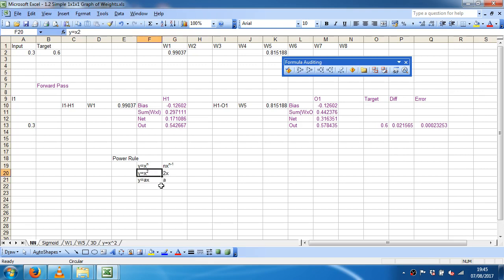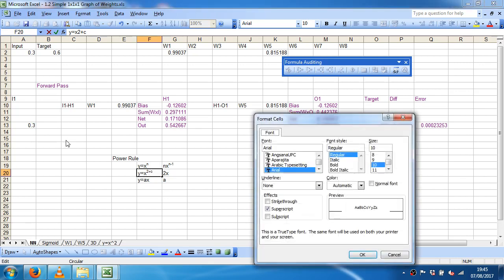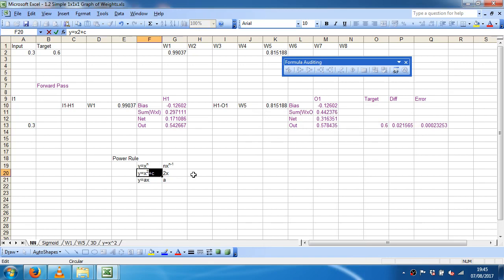In fact, if I were to add a constant on here as well, plus c, because the constant's not dependent on x, it doesn't have any effect on the gradient. So the derivative of y equals x squared plus c is just 2x, and the c disappears. That's as much of the calculus as I'm going to cover in this video.